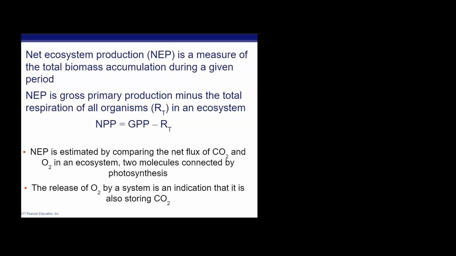And NEP, of course, is estimated, and it's useful because it's going to look at the net flux or movement of carbon dioxide and oxygen within the ecosystem. Because these are two molecules that are being cycled due to photosynthesis. And the release of oxygen by a system is an indication that it is also storing carbon dioxide.